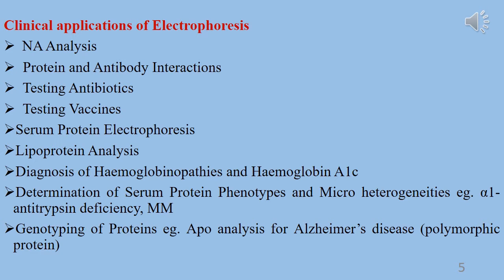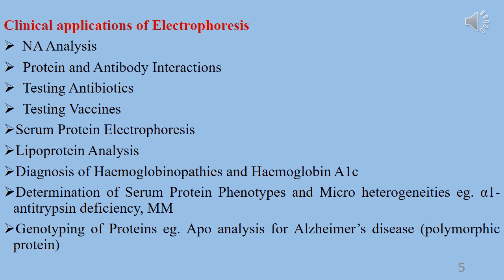It can also be used in serum protein electrophoresis, lipoprotein analysis, diagnosis of hemoglobinopathies and hemoglobin A1C. Hemoglobinopathies are inherited single gene disorders. In most cases, they are inherited as autosomal codominant traits, for example, sickle cell disease. Hemoglobin A1C is glycosylated hemoglobin. It is one of the hemoglobins that is chemically linked to a sugar.